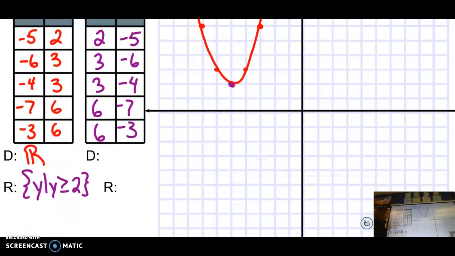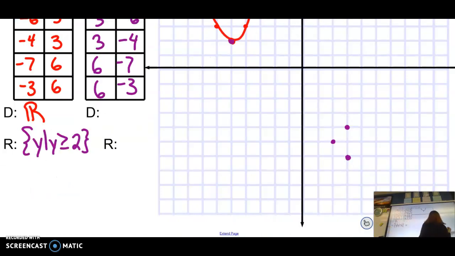So now I'm going to go ahead and plot those points. So 2, 1, 2, 3, 4, 5, and then 3, -6, and -7. Okay. All right, so those are the points, and it would look like that.